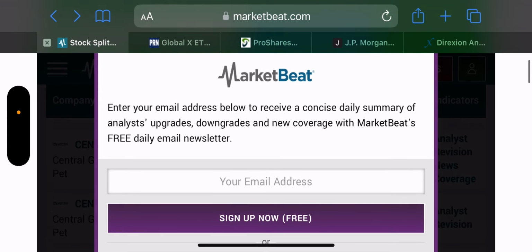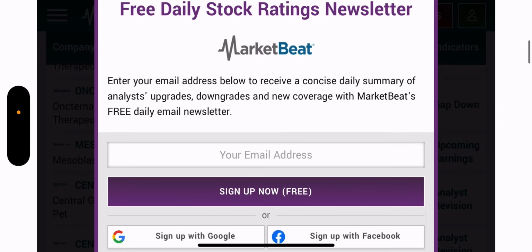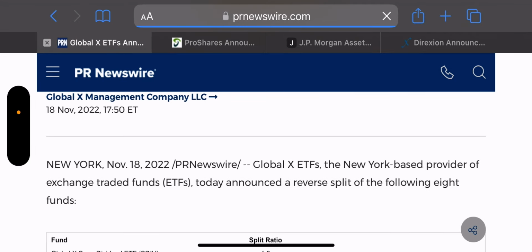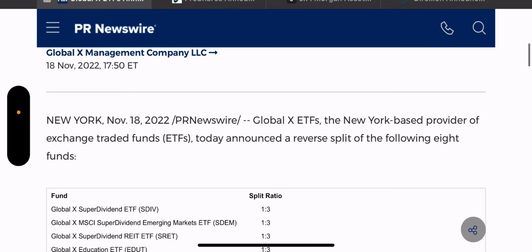How do I get rid of this? All right, forget it. These were stocks anyway, so screw you, Market Beat.